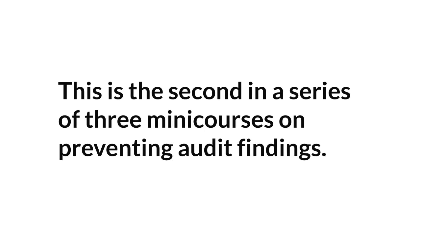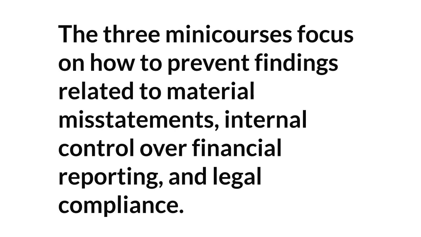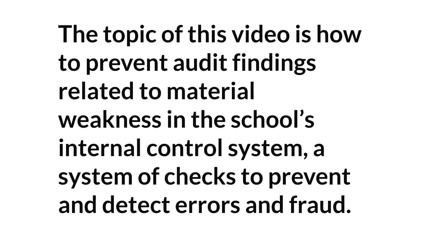This is the second in a series of 3 mini-courses on preventing audit findings. The 3 mini-courses focus on how to prevent findings related to material misstatements, internal control over financial reporting, and legal compliance. The topic of this video is how to prevent audit findings related to material weakness in the school's internal control system, a system of checks to prevent and detect errors and fraud.